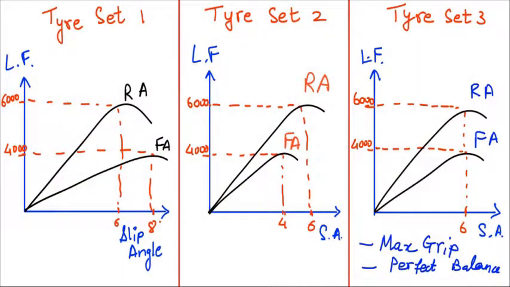Now, as we are talking about grip and balance of the vehicle, obviously we have to consider parameters. Those parameters are lateral force and the slip angle. Now here we have three sets of tires with different dimensions and properties. Before we proceed, you may have a doubt: why are we having different sets of tires with different dimensions and properties and so on?